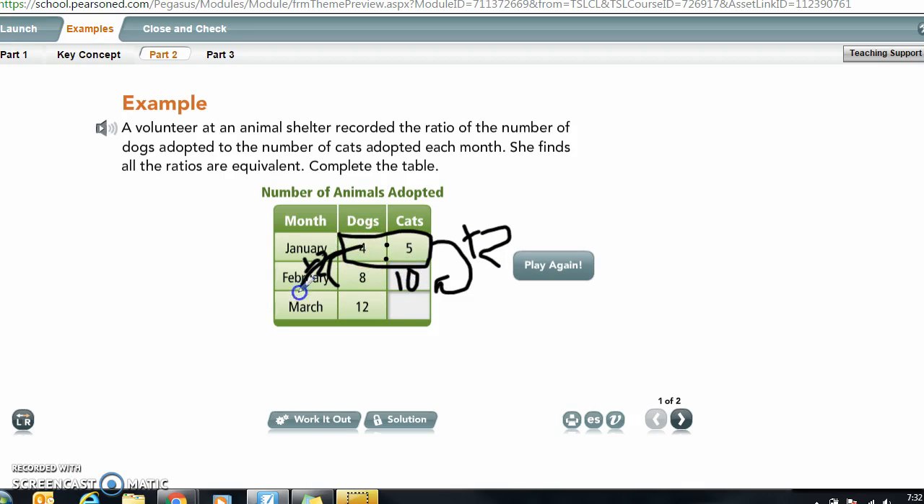Now, how do I get from 4 to 12 using multiplication? Well, 4 times 3 is 12. So what's 5 times 3? Well, 5 times 3 is 15. So 15 must go inside of this box.